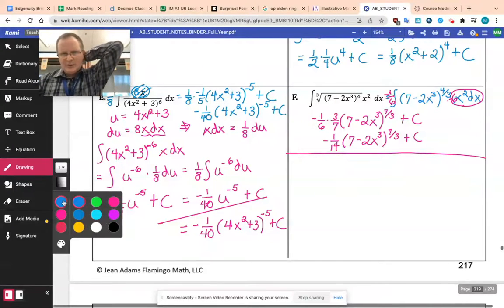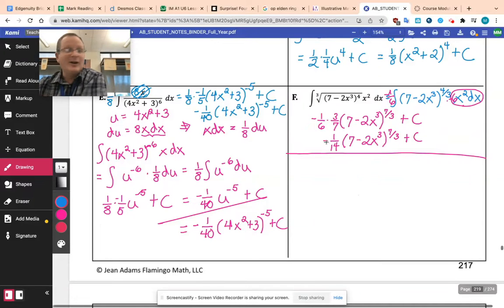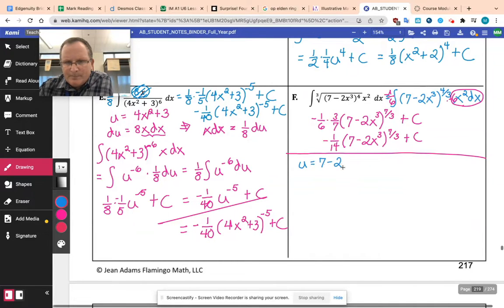But let's say you're like, I don't like that. I want to do u substitution because you're a lunatic. No, I'm just kidding. It's a perfectly valid way to do it. So obviously u is going to be 7 minus 2x cubed, and that means that du would equal negative 6x squared dx.